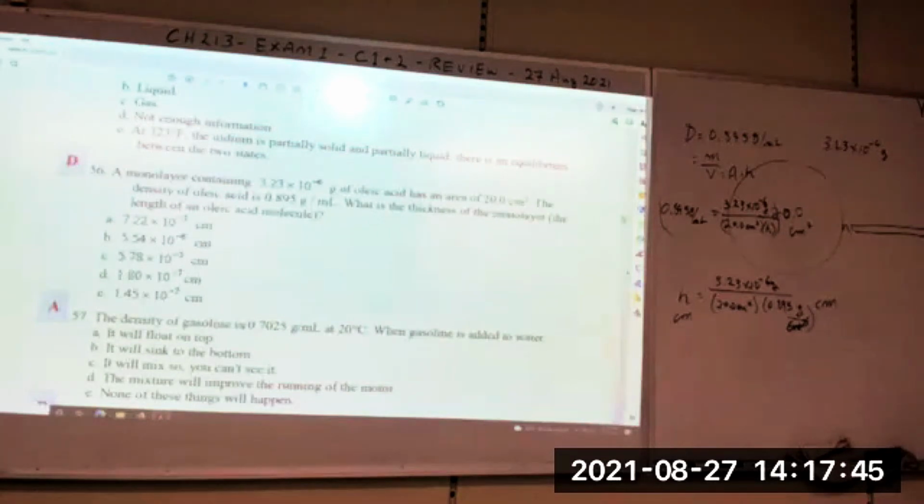This one's fairly easy. The density of gasoline is 0.7025 grams per milliliter. When gasoline is added to water, what does it do? Float or sink? Floats, right? Archimedes said anything that's less dense than the fluid it's immersed in will float. So it's less dense. Water is 1 gram per milliliter. So that will float.